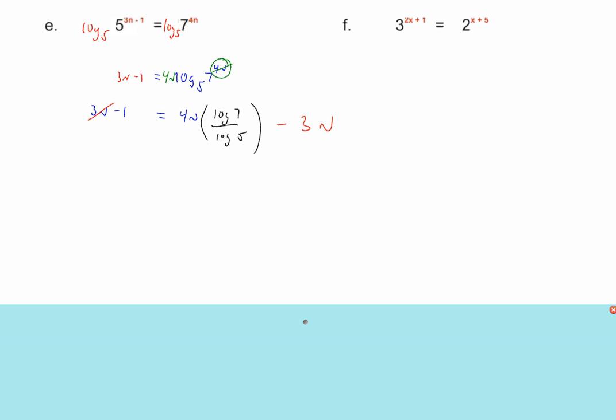Okay, so now you got to know what to do. What do you do with the 4n times the common log of 7 divided by the common log of 5 minus a 3n? What do you do there? I hope you're thinking. Think. What would you do? Remember, we're trying to, like solving any equation, isolate the variable. So how do you reconcile that? What's the key step right now? Anybody think they got it? Julia, what do you want to try?